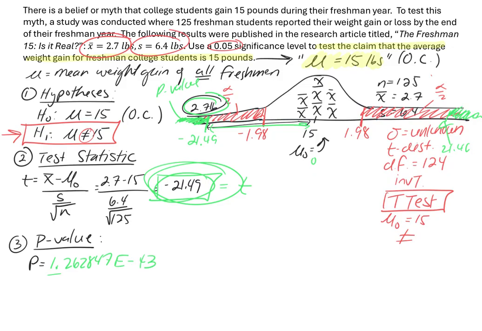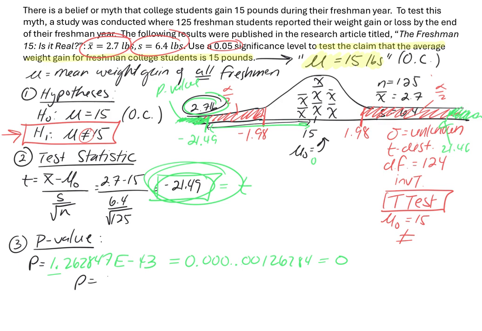Notice that 1.26 is a number bigger than 1. Obviously, our p-value cannot be a number bigger than 1. So this is your calculator telling you that you have a number that's written in scientific notation. 1.2628 is really 0.000, and I can't write all the zeros because there are 42 of them, 42 zeros before the number 1262884 shows up. I hope you can see that this p-value is basically 0.